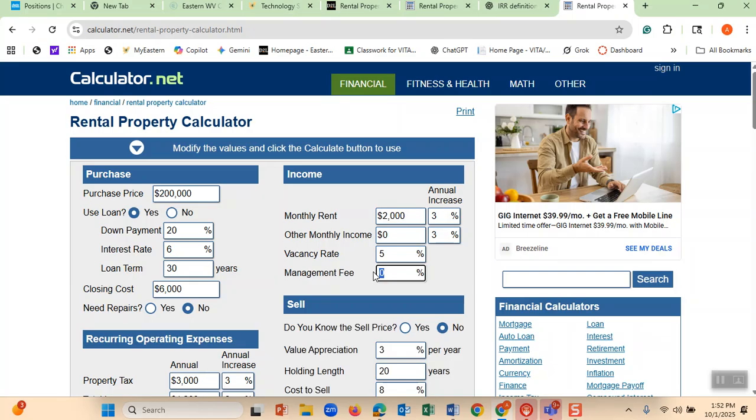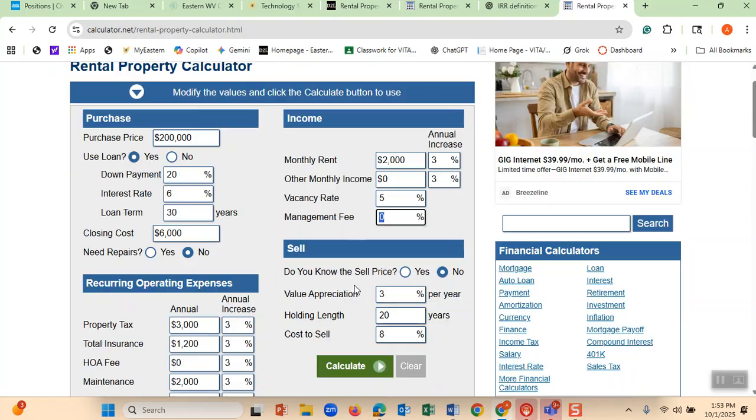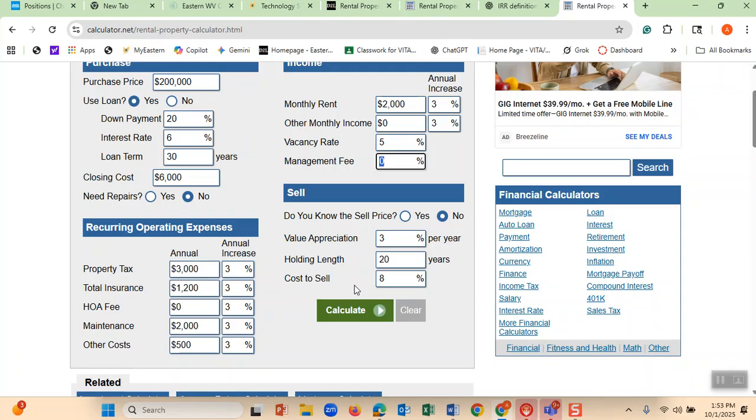And for the management fee, you don't have any. Sometimes people buy a rental property and ask a real estate agency to manage it for them. But in this case, you want to manage it yourself. Then you come here to your expenses. One expense you have is property tax of $3,000, and you expect that the county is going to increase your taxes by 3%. Your insurance is $1,200 annually, so your assumption is $100 a month. Your insurance will go up.